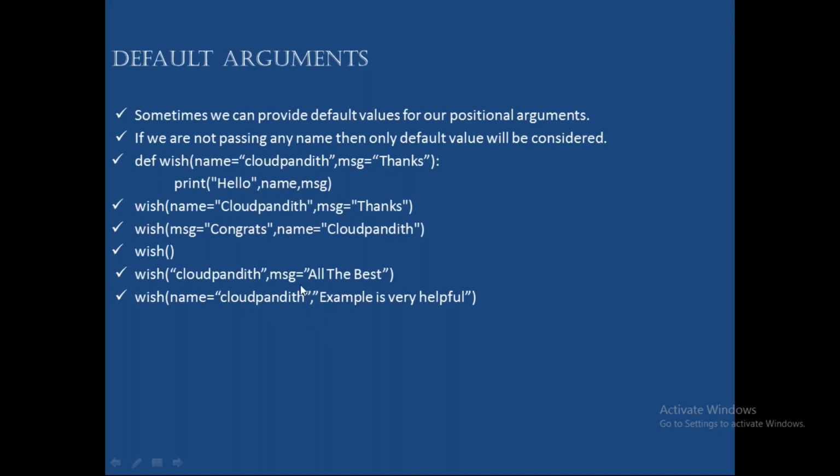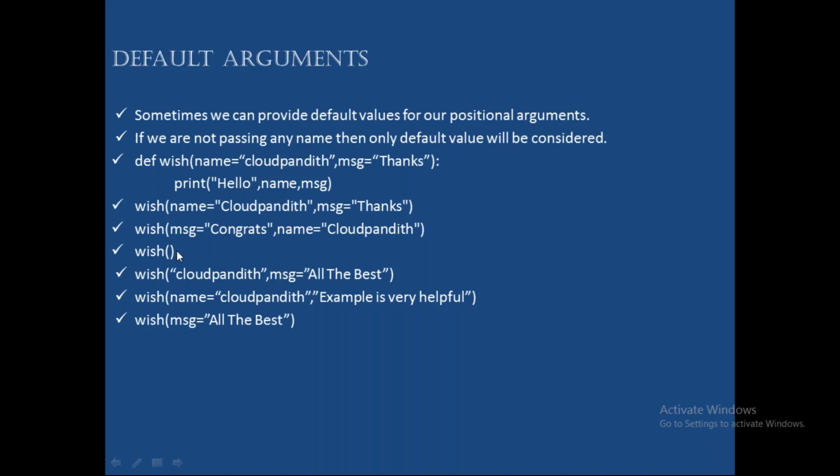You should not call any function something like this: first keyword, next positional. Can I call something like this? Wish all the best. With one argument, can I call? No, sir. What are you understanding? See, these are default values, friends. If you're not passing any input to this function, default values will be considered. Message equal to all the best you are passing, so thanks will be overridden with all the best. As you're not passing name, it will take Cloud Pandit.